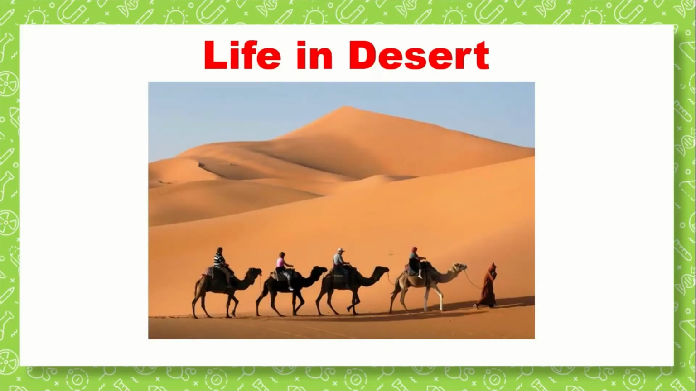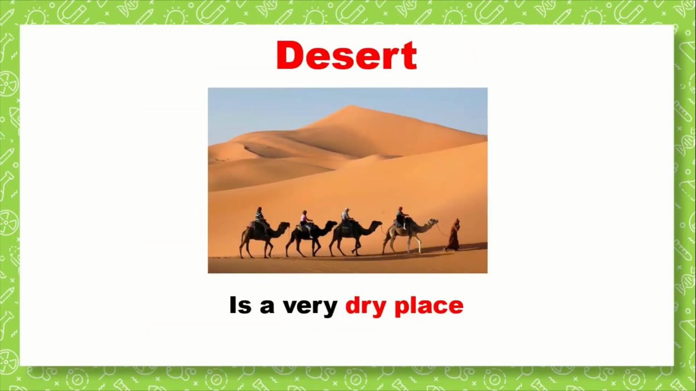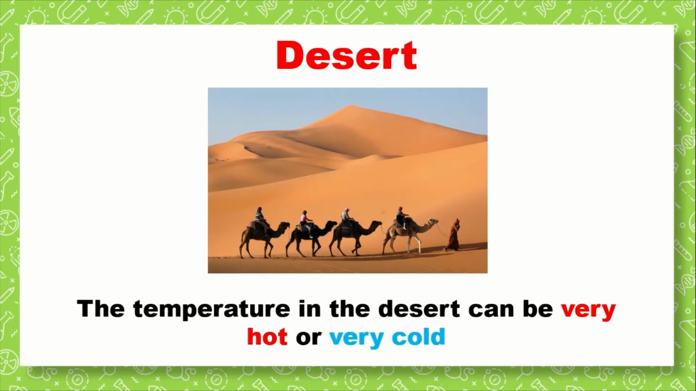Now the next environment we have is the desert. Life in the desert. Desert is a very dry place. The temperature in the desert can be very hot or very cold. The reason it becomes very hot is because there are no trees to protect you from the sunlight. And the reason it gets very cold at night is the same reason, because there are no trees or walls that can protect you from the cold air. That's why the desert is very hot in the morning and very cold at night.